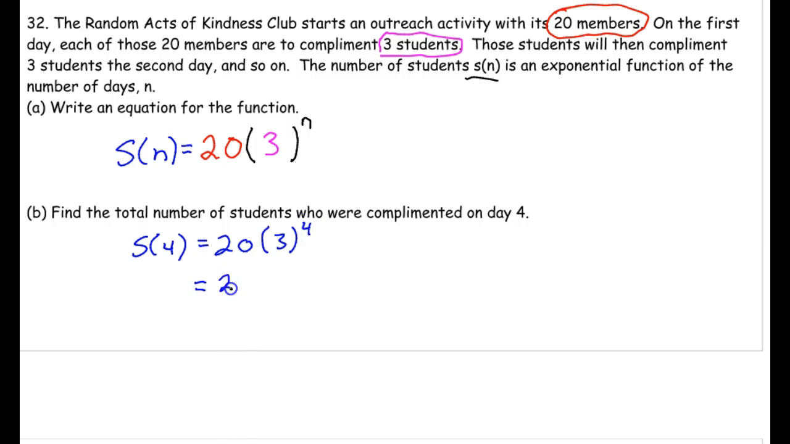Okay, so that's going to be 20 times 3 to the 4th, which is 81. Which equals 1,600, and let's see here, that would be 80, that's in my head, 82, I think that's right. Alright, check it on the calculator, close, it's going to be 1,620, there we go.